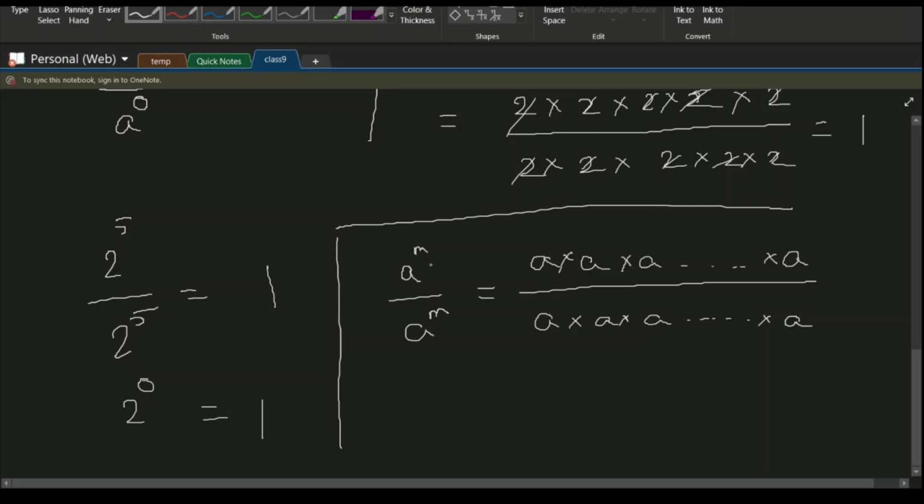Since I'm using this division rule here, a to the power m divided by a to the power m, I am assuming a is not equal to 0. So a is any real number other than 0. For that I'm doing this expansion here, and once I cancel things out, all of the a's will get cancelled, because there are an equal number of a's in the numerator and denominator. So I'll get a 1 here.